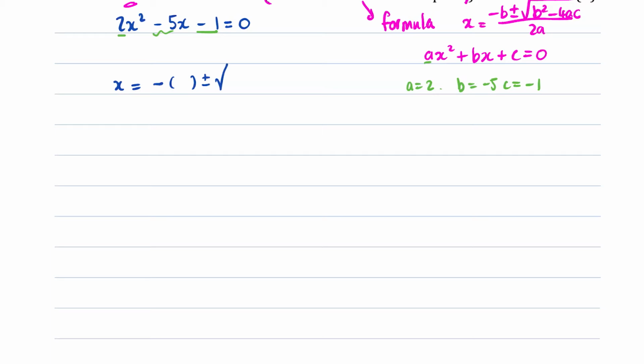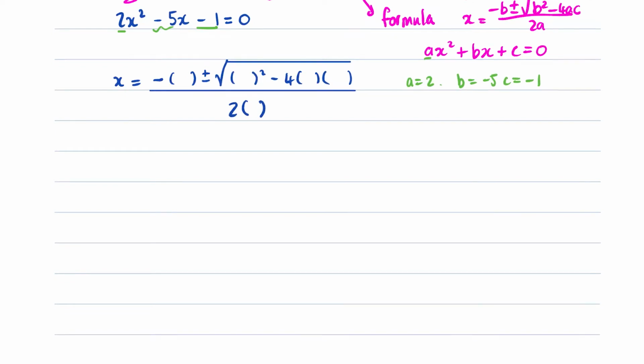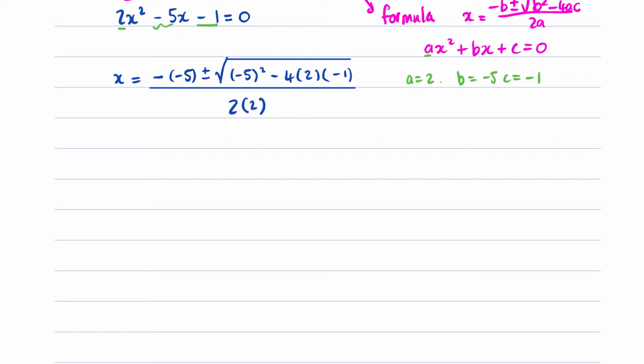This is the negative of b, and especially if b is a negative number, which is exactly what we have here, we're going to have the negative of negative 5. So I put in all my brackets. That's b squared minus 4 times my a in brackets and my c also in brackets, all of that over 2 times a. So my b value is negative 5, b squared is negative 5 squared, a is 2, and c is negative 1, and my a value in the denominator is 2.